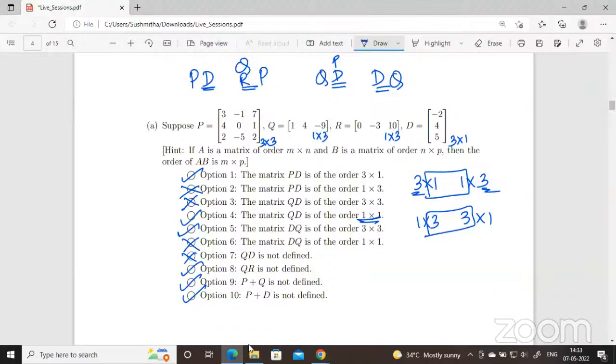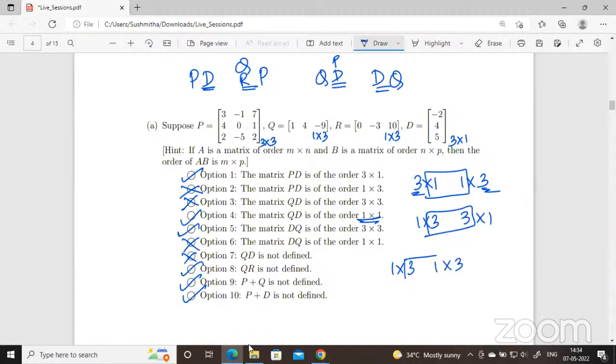Ma'am, when you're saying not defined, what exactly do you mean? The multiplication itself is not defined. You cannot perform the operation. 1 cross 3 and 1 cross 3 will result in Q and R, right? For addition, we need the same order in both the matrices, right?